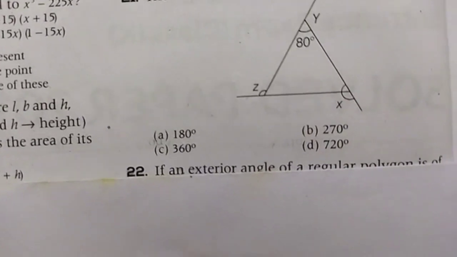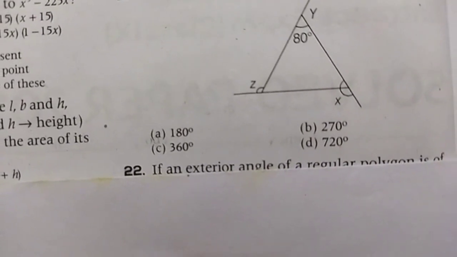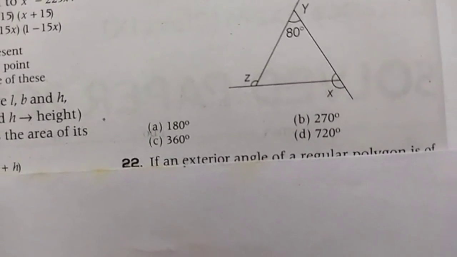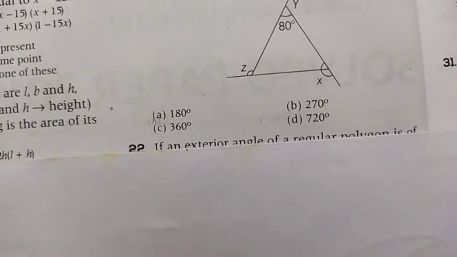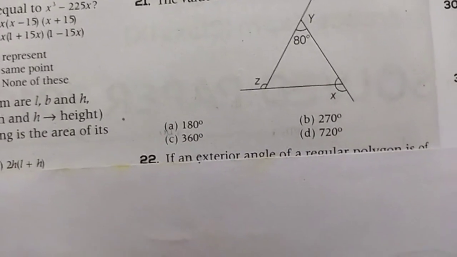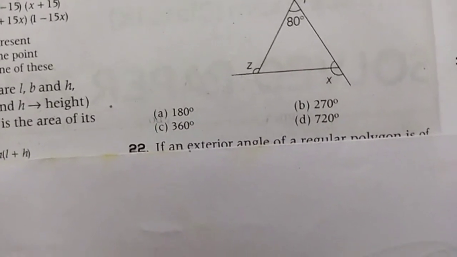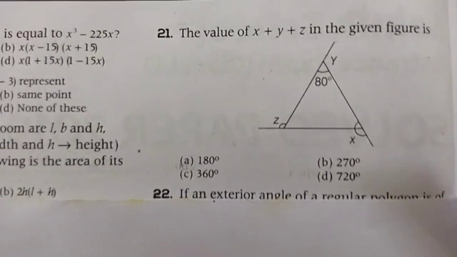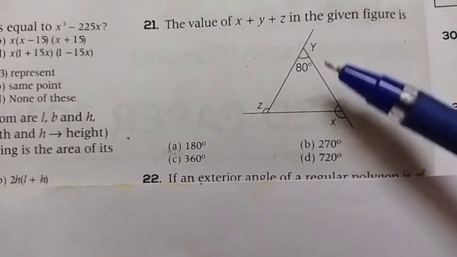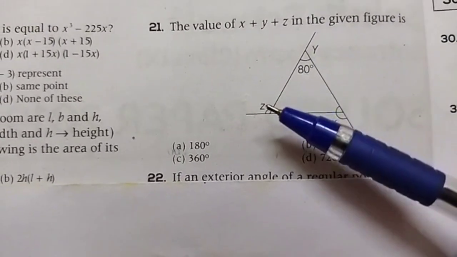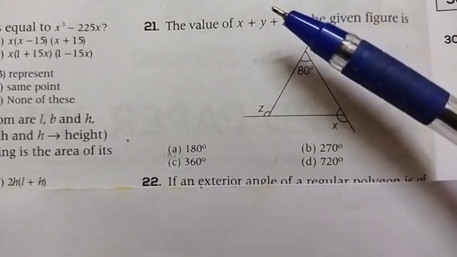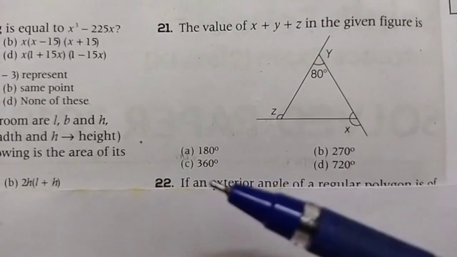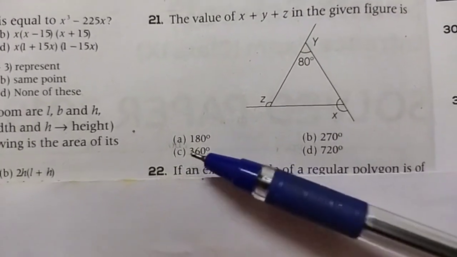We know that the sum of exterior angles of a triangle is 360 degrees. So what is the sum of exterior angles of a triangle? It is 360 degrees. For this one, the sum of exterior angles means x plus y plus z. So x plus y plus z is equal to 360 degrees. So the answer is 360 degrees, option C.